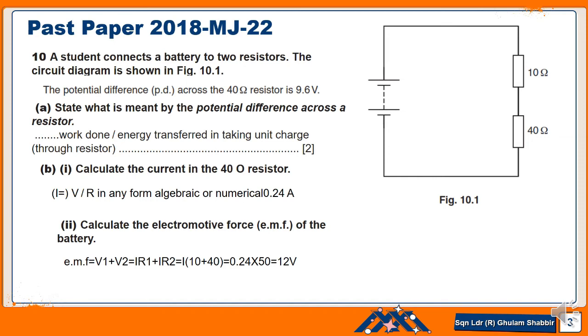Now we want to calculate the electromotive force, or EMF, the potential difference of the battery. The EMF is equal to the total potential across 40 ohm and 10 ohm. So the total resistance becomes 50 ohm, and the current passing through these two resistors is 0.24 ampere. So EMF is equal to V is equal to IR. I is 0.24 multiplied by 50, that becomes 12 volt. So the battery is supplying 12 volt potential difference.